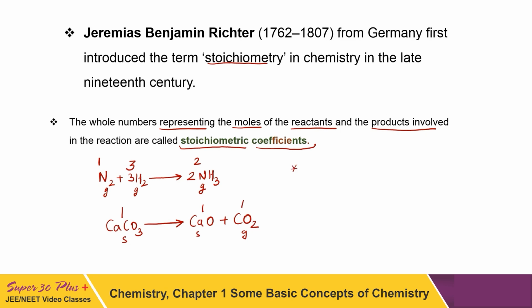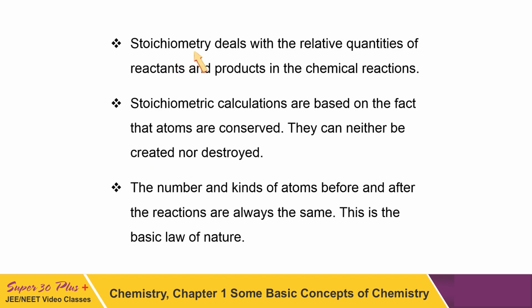If I see the reaction for the formation of water, H2 gas plus half O2 gas gives H2O liquid. So in this reaction, first check whether it is balanced. Yes, it is a balanced reaction. The coefficients are 1, half and 1. So this 1, half and 1, this is the stoichiometry of this reaction, and these 1, half, 1 are the stoichiometric coefficients. Alright.